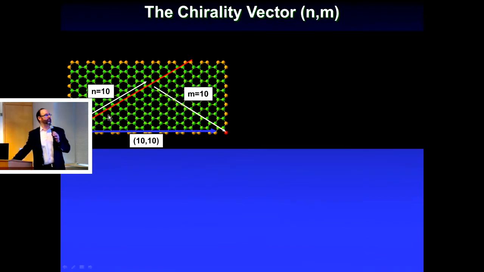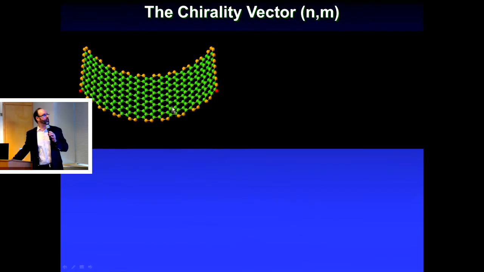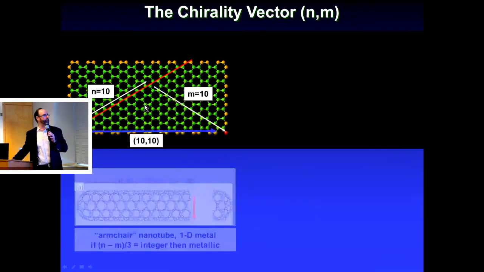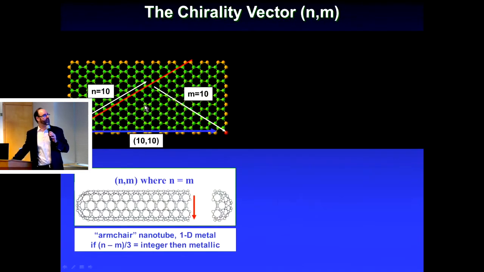All right, so this comes up. There's a vector that connects the 2 points that go into rolling. Literally, it's the number of hexagons. So this is called the 10-10 tube. These two integers: it's 10 hexagons along the two basis vectors of graphene. So I roll this graphene sheet and I make this. It's called the 10-10 tube.